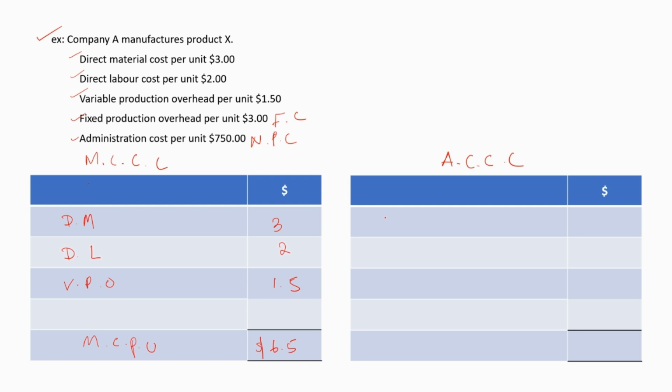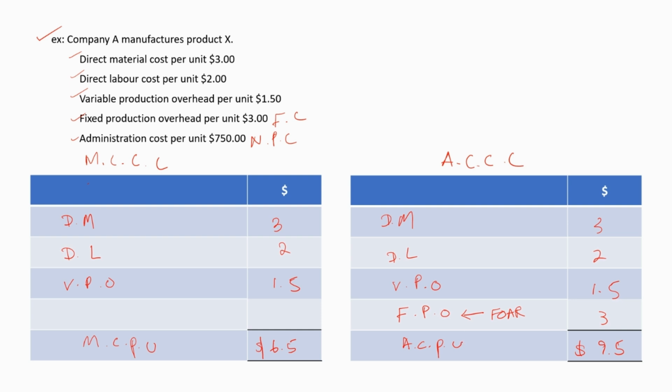Now let's calculate the absorption costing per unit. So we consider direct material cost per unit, direct labor cost per unit, variable production overhead per unit, and the fixed production overhead per unit. If you remember, we calculate this amount by using the FOAR, fixed production overhead absorption rate. So now let's calculate the absorption costing for the product X. This is equal to $9.5. So the absorption costing per unit is $9.5.